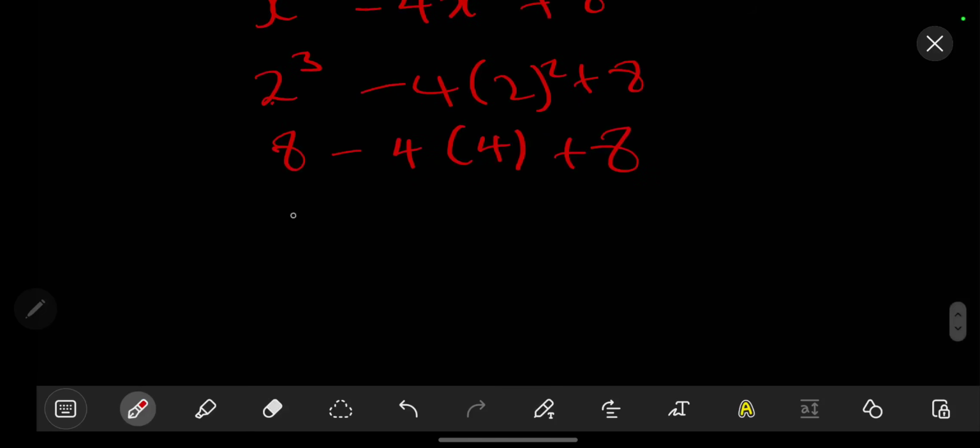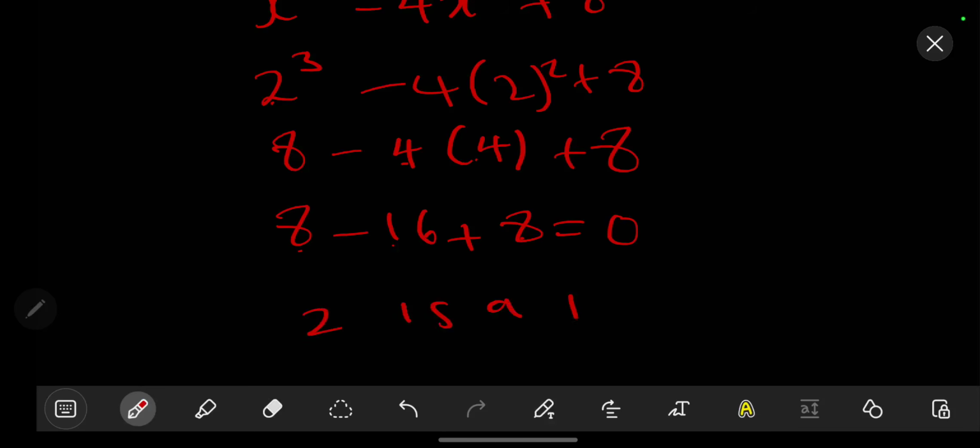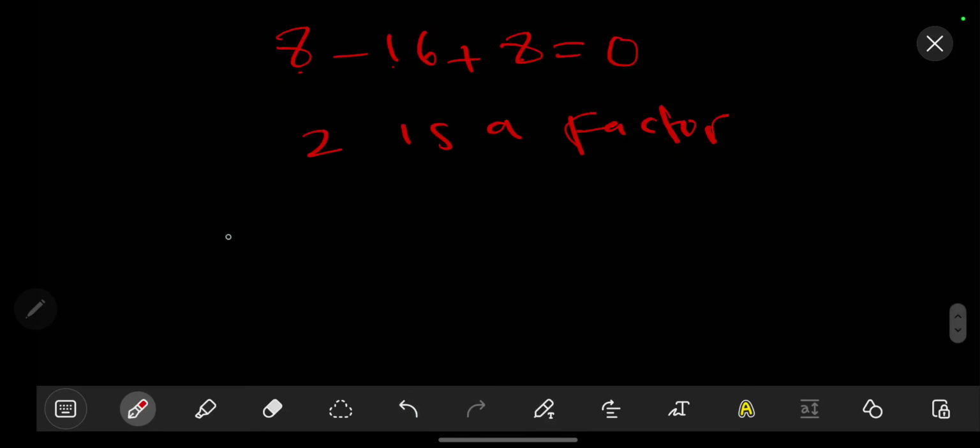So this is going to give us 8, 4 by 4 gives us 16, then we have plus 8. 8 plus 8 is 16, minus 16. So this is 0. So already 2 is a root, a factor.